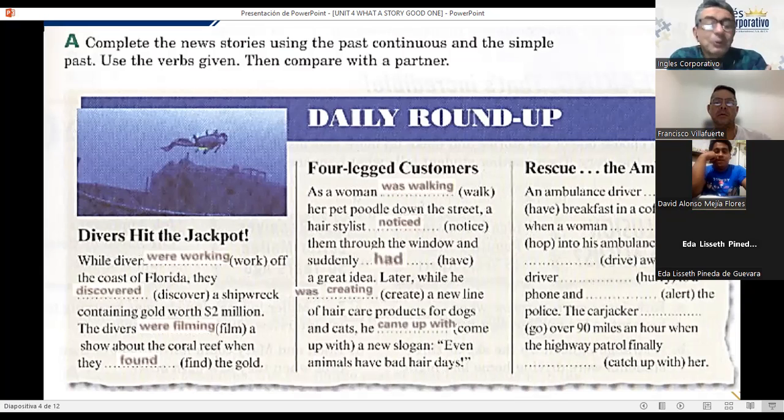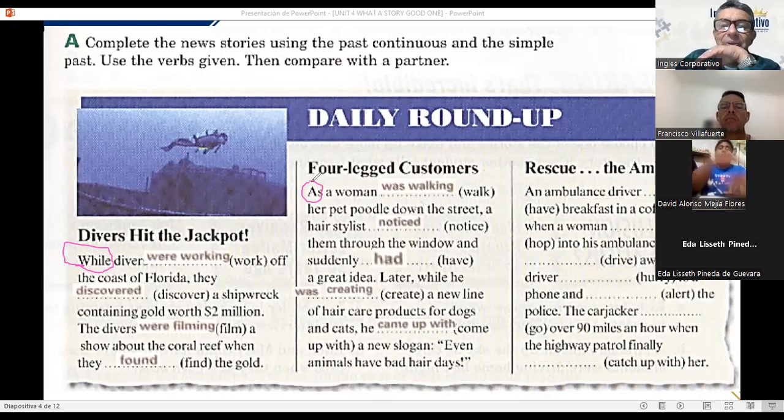When am I going to use the past continuous or the simple past? Well, it's easy, guys. If you see this word, what is the word over here? And you see the other one, then that means I'm going to use the past continuous. The past continuous. And the rest of the sentences will be simple past.